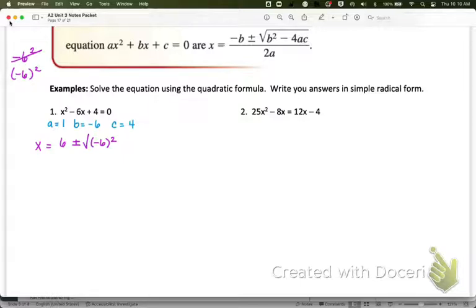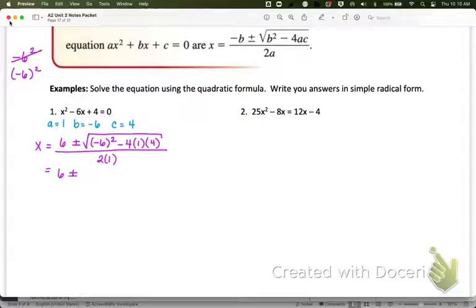So b squared minus 4, that's always going to be a 4. That's part of the formula. Times a, which is 1, times c, which is 4. And that's all underneath the square root. And then all of that is on top of the fraction divided by 2 times a, which is 1. Okay, so that's everything plugged in. Now we just need to do some simplifying down.